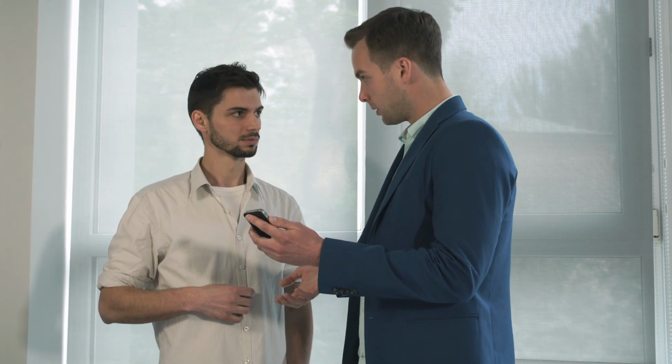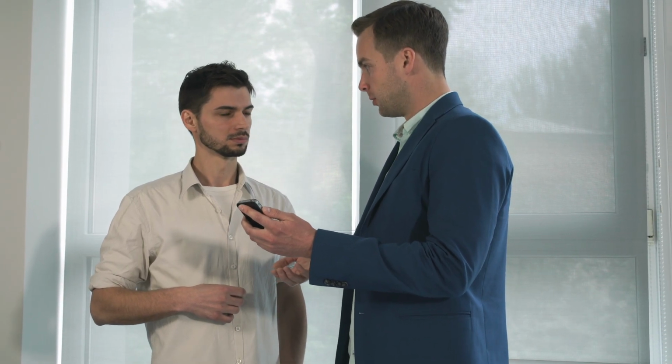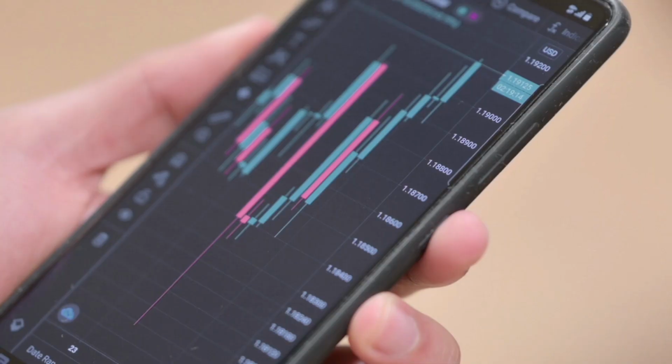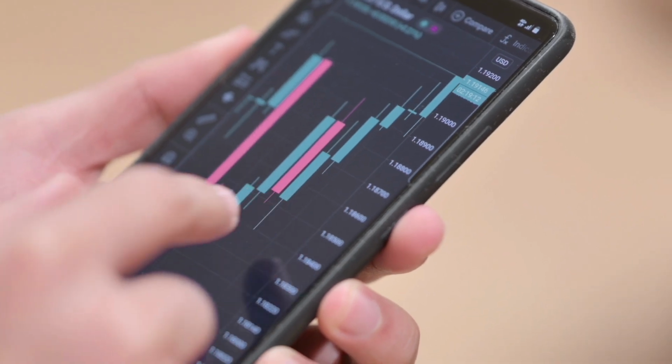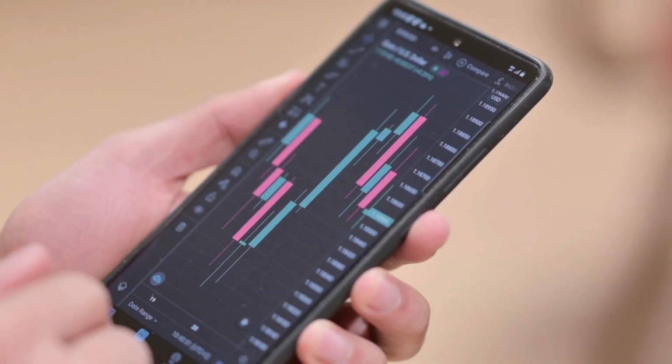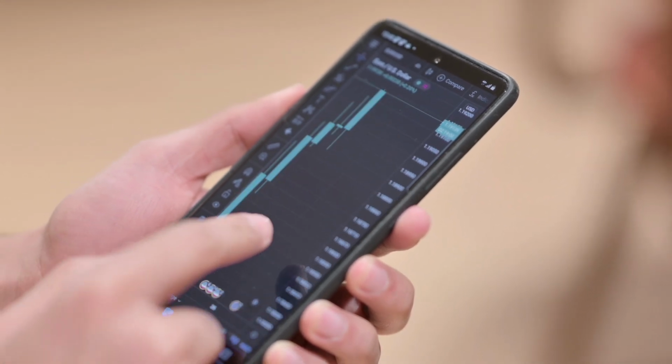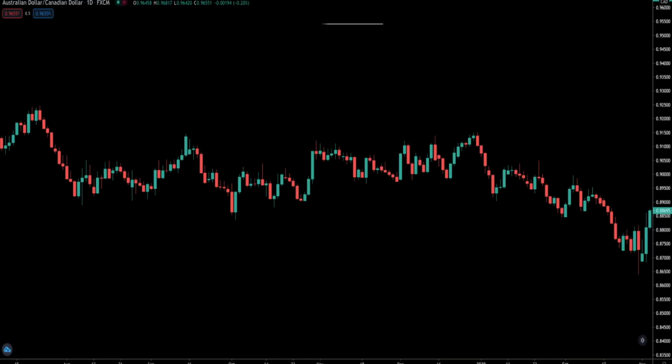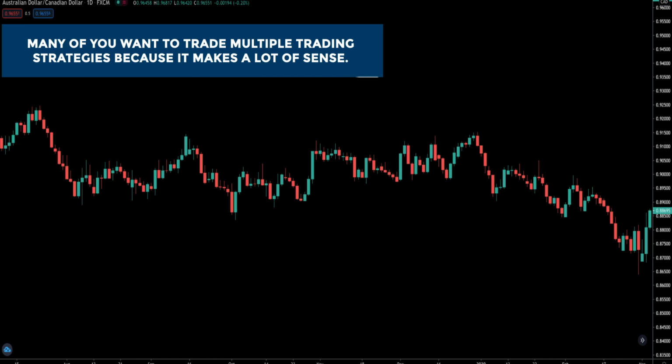That was when I stepped in and had to stop him. I had to stop him because there is a time and place for using multiple trading strategies. And at where he was currently, it was the wrong time and place for him to be exploring multiple trading strategies. You see, many of you want to trade multiple trading strategies because it makes a lot of sense.